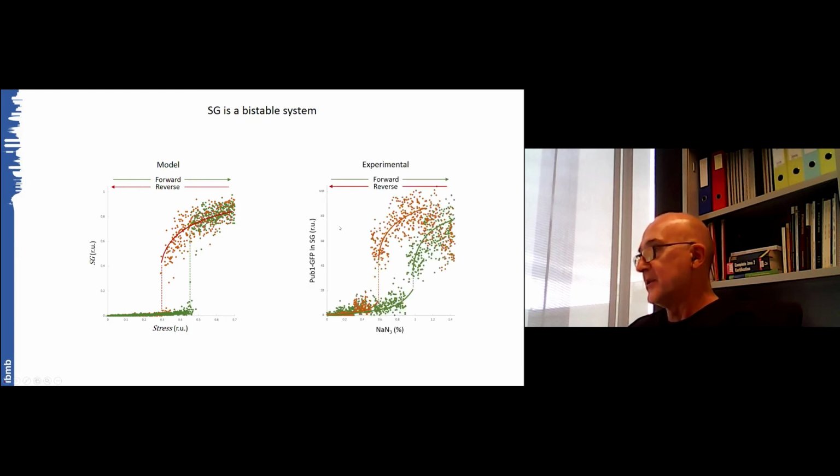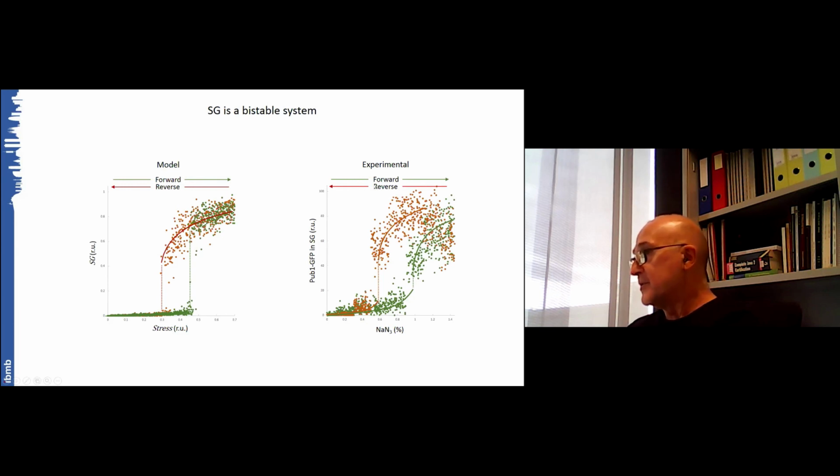Well, this is the output of the model. And what you do in your experiments in real life in order to know whether a system behaves in a bistable way or not is to perform the experiment in the forward mode, and what we call the reverse. Let me go ahead with experiments. This is the experimental data. In the forward mode, we start with cells that are not stressed, and we apply different levels of stress. And then we follow the number of stress granules in cells.